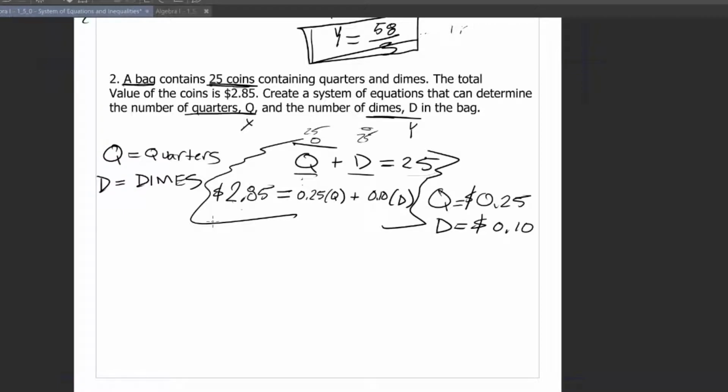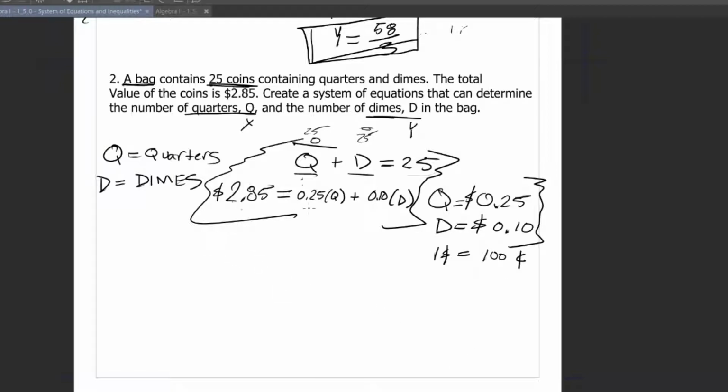The second equation is saying that the total value, so it's assuming that you know the value of a quarter and the value of a dime, right? So I put the values here. 1 quarter equals 25 cents. 1 dime equals 10 cents. And we know that $1 equals 100 cents.